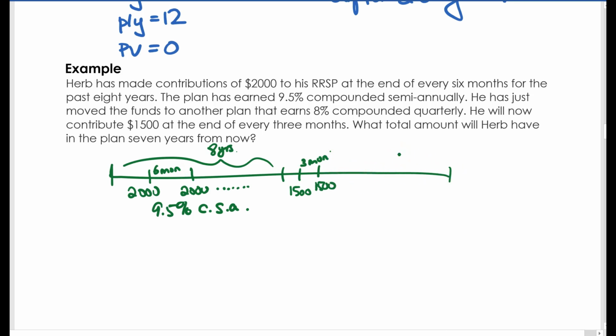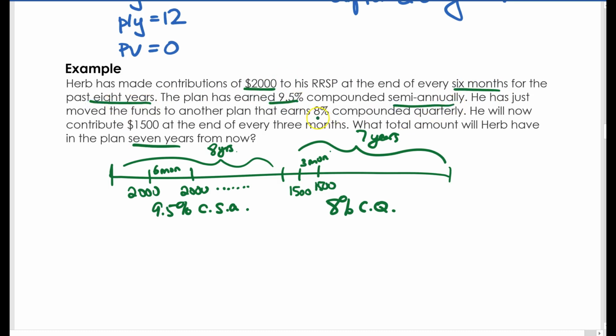And this is getting 8% compounded quarterly. Okay. And he's going to, 8 years, and then he plans to do that for another 7 years. So $2,000, 6 months, 9.5% semi-annually for 8 years, and then he moves it to 8% compounded quarterly, $1,500 at the end of 3 months. So what will he have in 7 years from now? Okay, so that's our question.